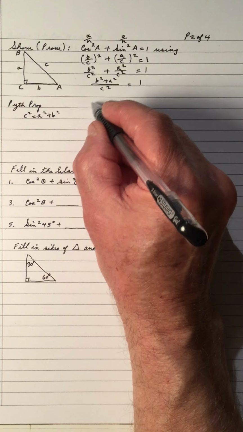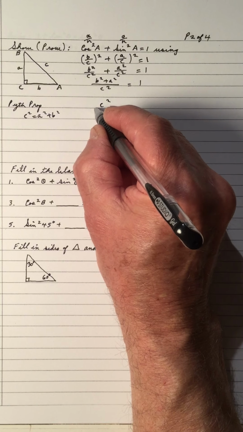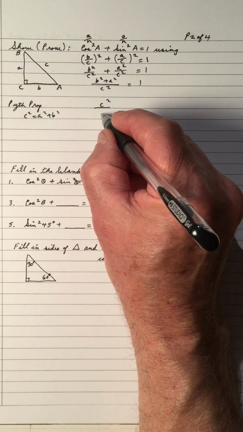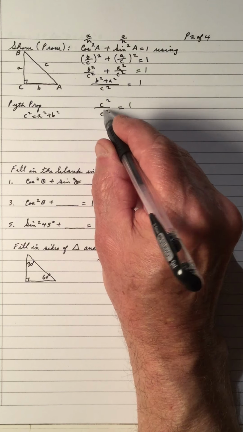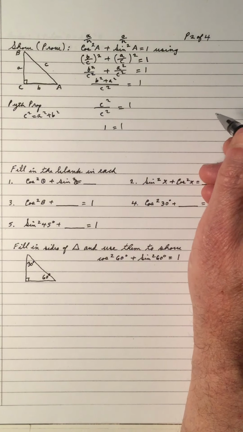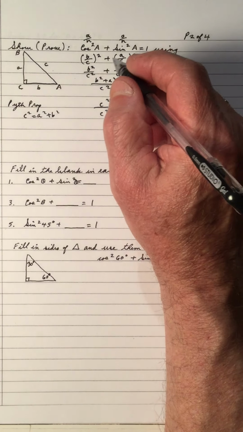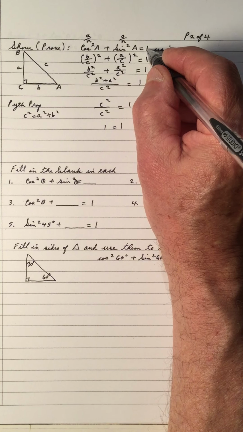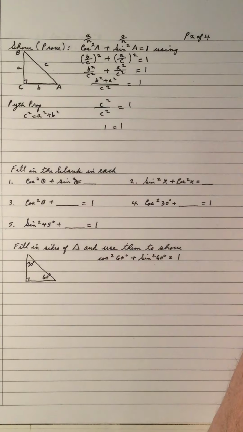That means that a squared plus b squared is right here, so I can replace b squared plus a squared with c squared because of the Pythagorean property. And that means c squared over c squared equals 1. So this is one of the fundamental identities, another one you keep in mind: cos squared A plus sine squared A equals 1. And it has to be the same angle. Angle A could be angle B, could be theta, could be alpha, could be any angle.